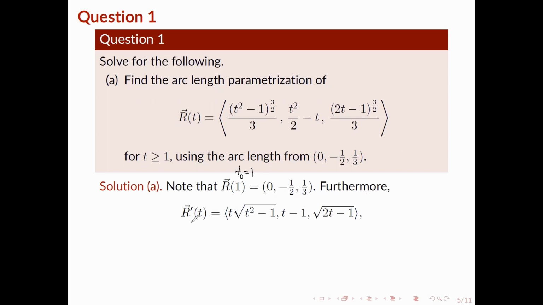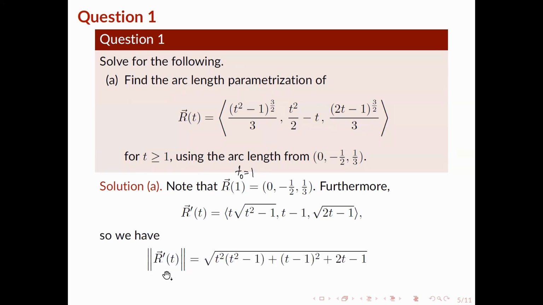Furthermore, we need the derivative of R, because we'll use this to get the equation linking s and t. So the derivative, as you can check, is this function. We also need the magnitude of the derivative. So this is a straightforward setup. We square each component and add them. And by simplifying, we get that the magnitude of R prime is equal to t squared.